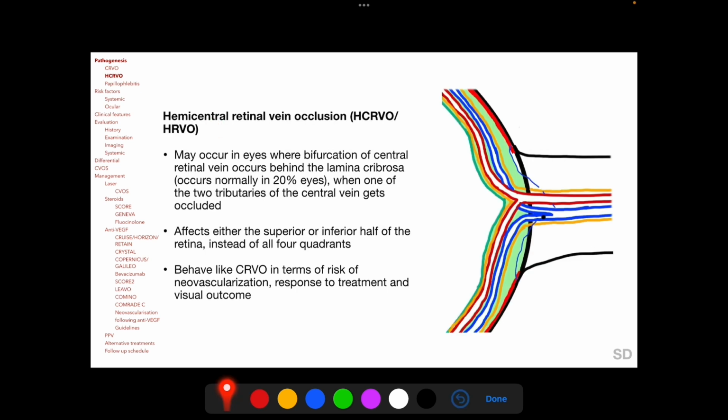Hemicentral retinal vein occlusion, also known as HCRVO or HRVO, may occur in eyes where the two tributaries of the central retinal vein unite behind the lamina cribrosa to form the central retinal vein. This anatomy occurs normally in 20% of eyes, and HCRVO occurs in these eyes when one of the two tributaries is occluded by a thrombus behind the lamina cribrosa.